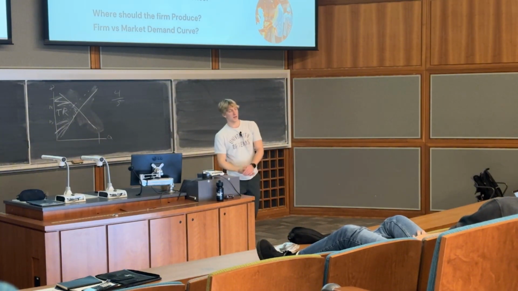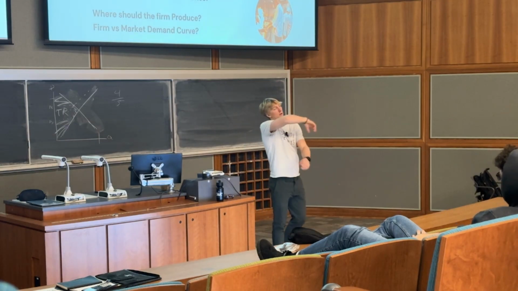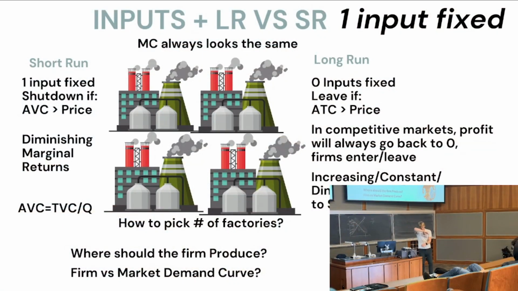Inputs. Basically, there's short run and long run. Short run, 1 input is fixed. Long run, 0 input is fixed. The only thing you have to keep in mind is for short run, if the average variable cost is greater than price, shut down. If the average total cost in long run is greater than price, you leave, find something different.